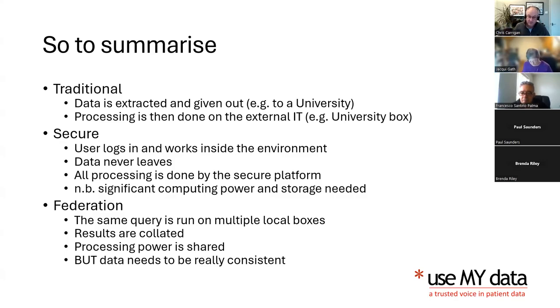And then the bottom one is fundamentally different. Federation: the data never leaves its original location, but it's software which fires a query at each individual little local box. The results are collated centrally by the software and sent out as reports. The processing power in this case is shared because each of the local boxes has to run the queries, but the data needs to be really consistent to make that model work. That's how these things are different.